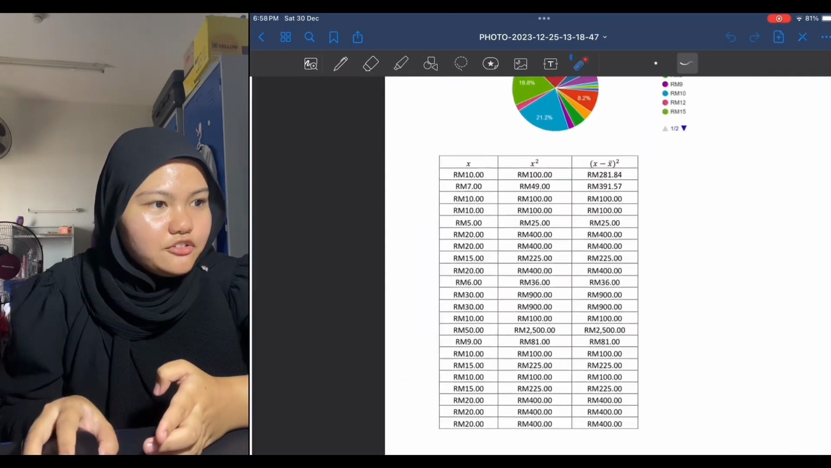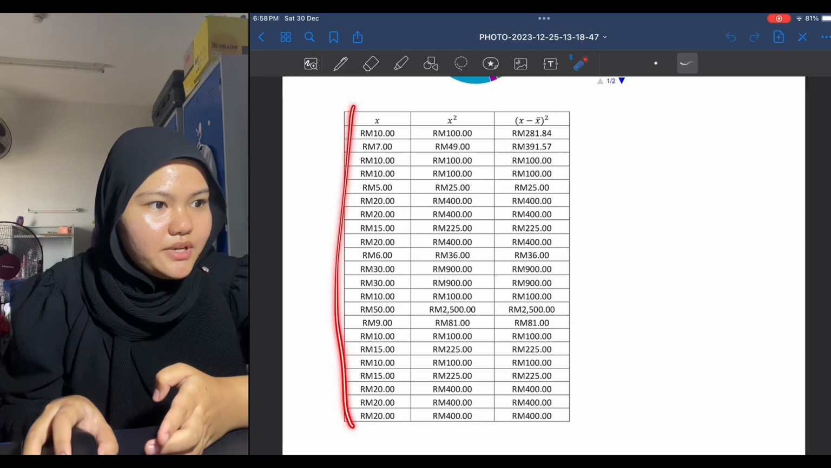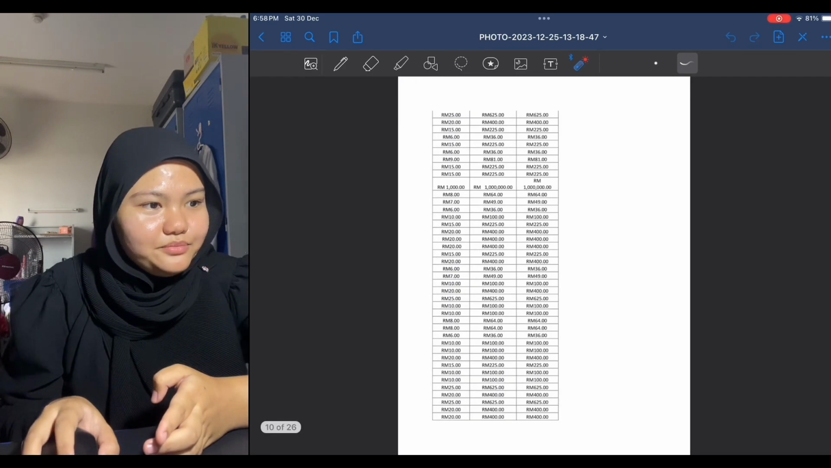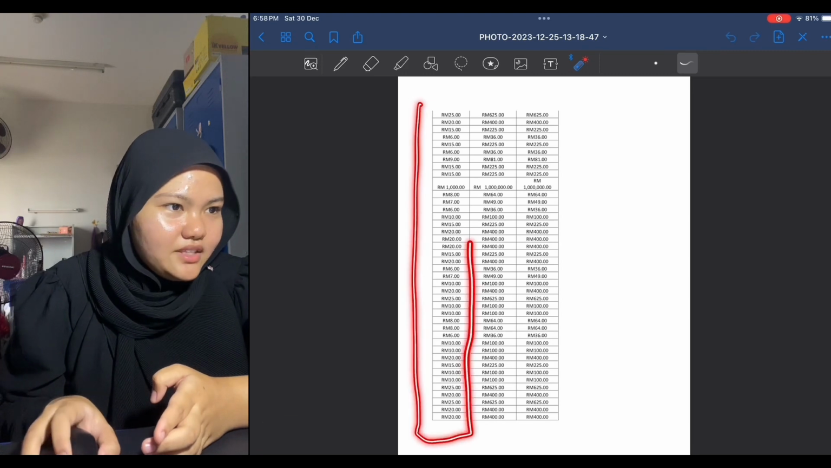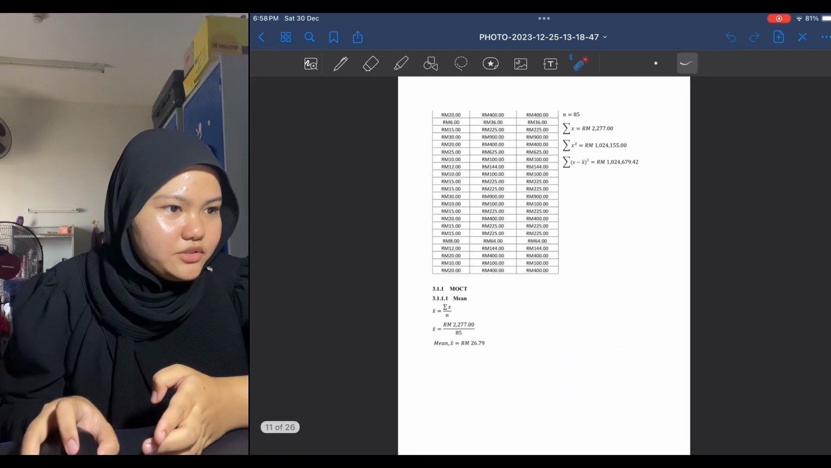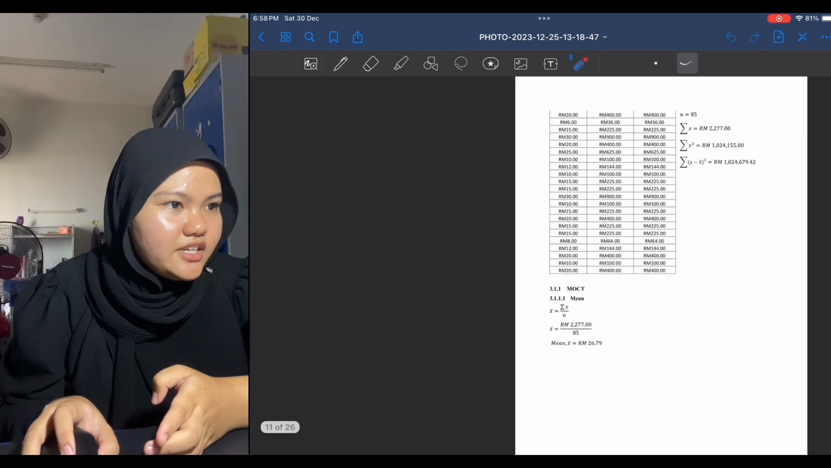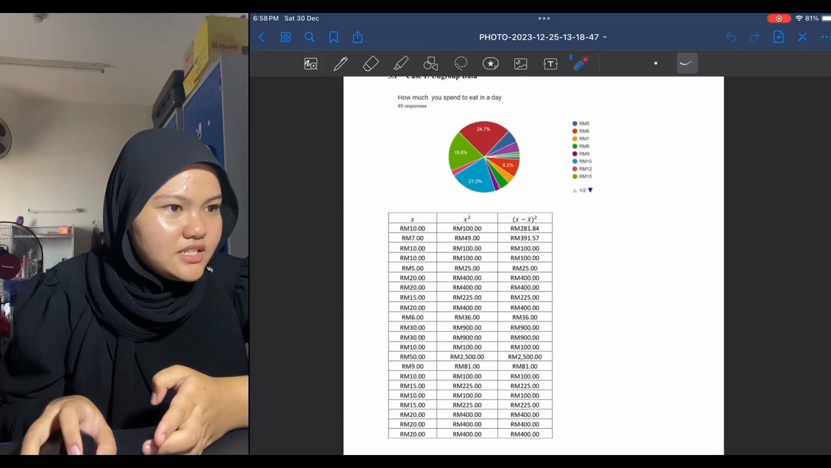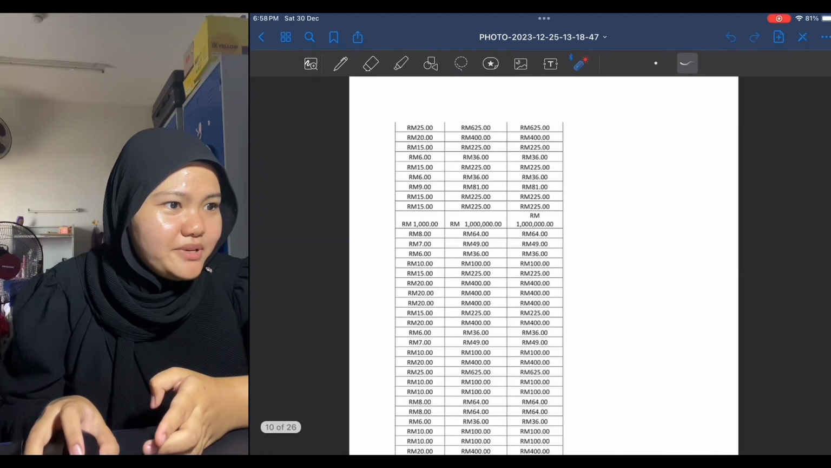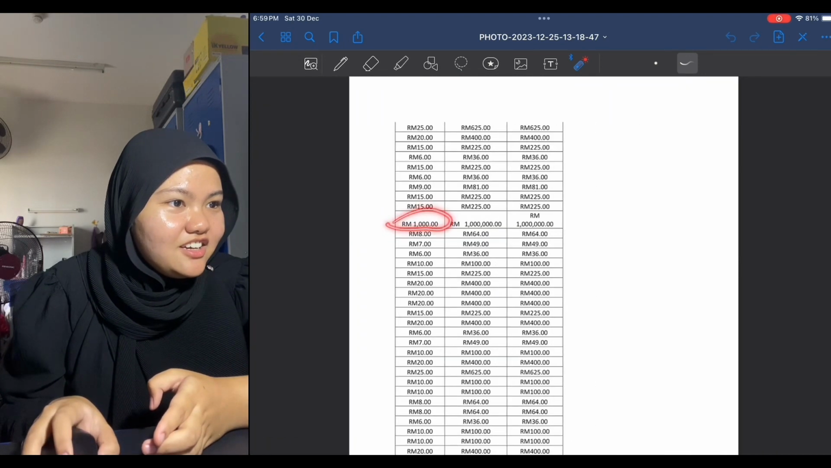This is the value of the money that they spend in a day, just to eat. These are the values they spent: 20, 35, 10 ringgit, 50 ringgit, 20 ringgit, 8 ringgit, 9 ringgit. And some of them even spend 1,000 ringgit.